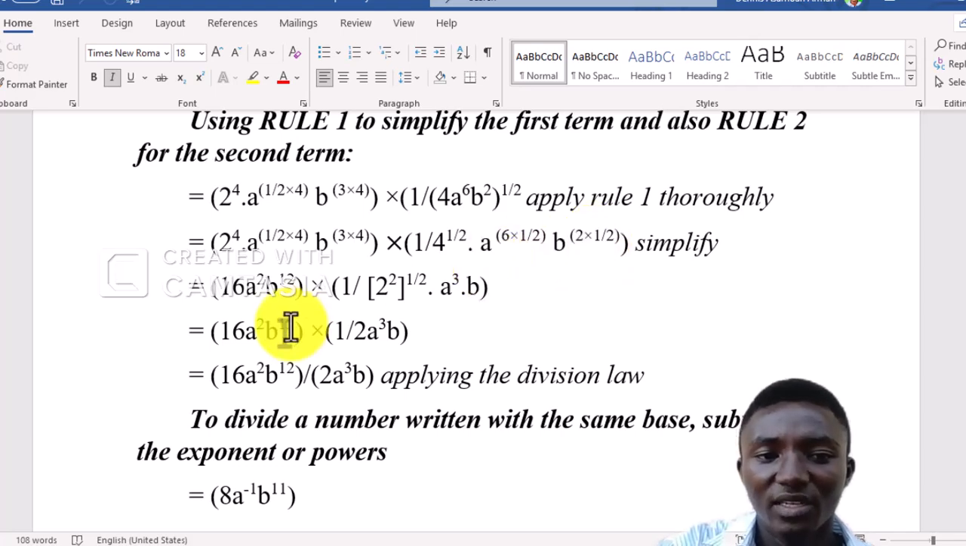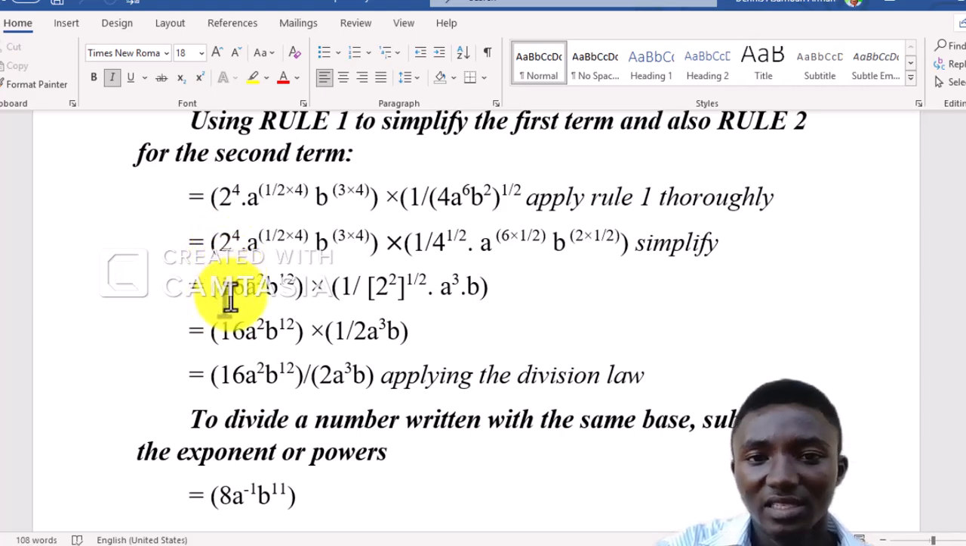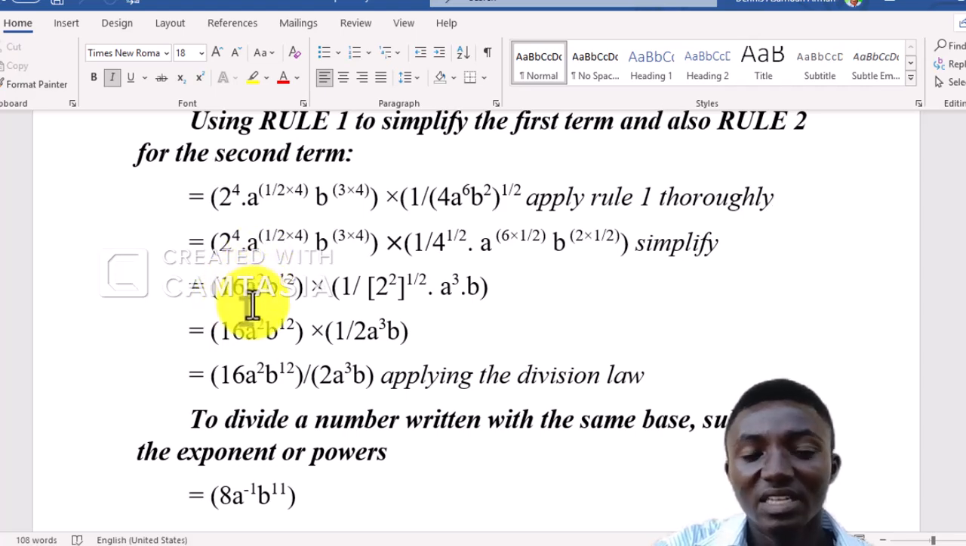Now let's simplify. Is that clear? So this 2 raised to the power 4 gives you what? 16. You can just pause the video and check that in the calculator. Then multiply by the expression a raised to the power. Don't forget, anytime you have half multiplied by 4, you get what? 2. Don't forget, we have simplified.